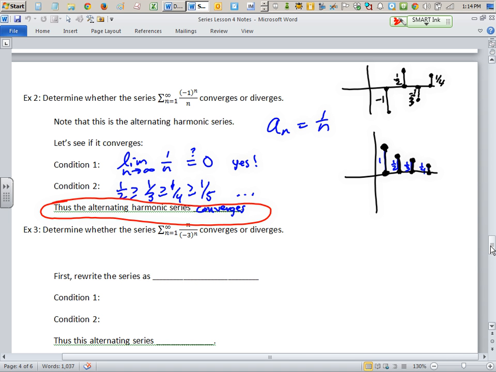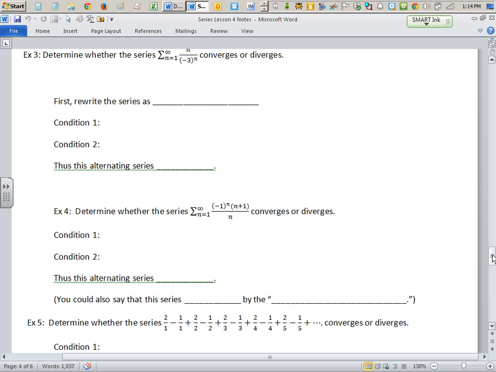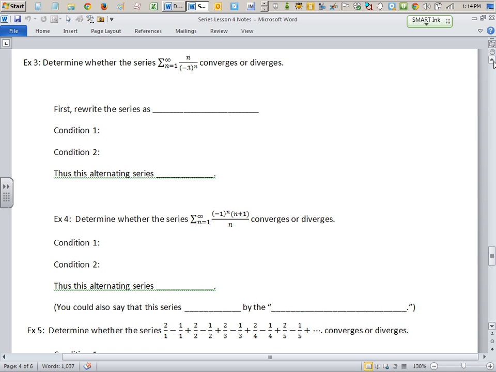So the takeaway on that problem is the alternating series converges. The alternating harmonic series converges. Let's go to the next example. We won't have a takeaway on every problem. Look at this one. Does it converge or not?